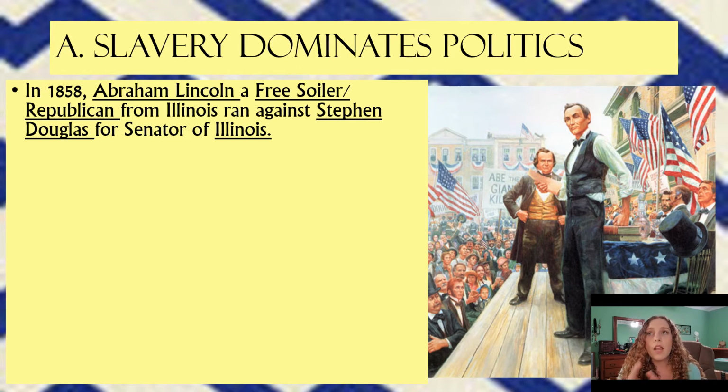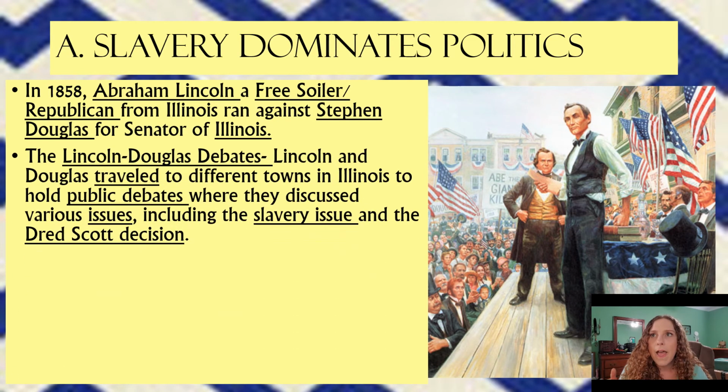So he's a free soiler, and in 1858, he is going to challenge Stephen Douglas for Senator of Illinois. So he's going to try to run against him. And that is where we get something called the Lincoln-Douglas debate. It's a debate, you know, it's like a public argument. And it's where Lincoln and Douglas are going to go around to different towns all over Illinois, publicly, crowds come to watch them, and they're going to publicly debate different issues, and people can get a feel for which candidate they like best.